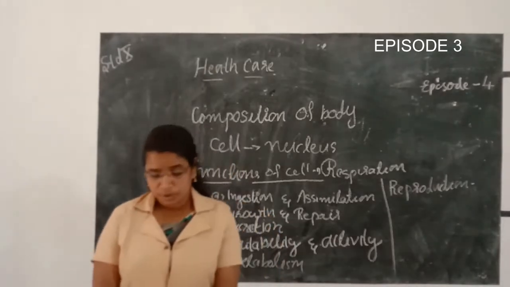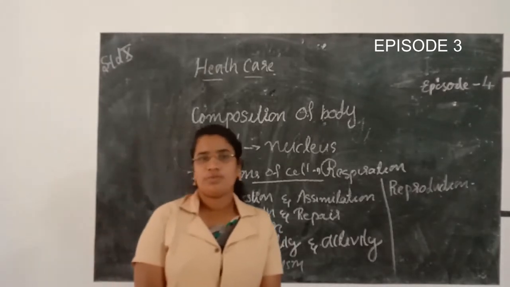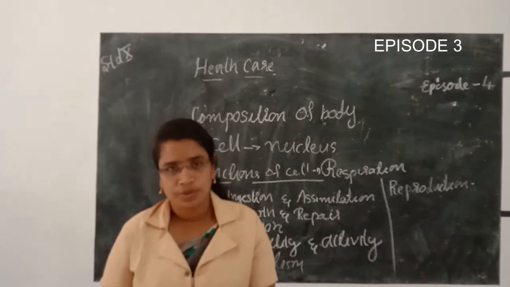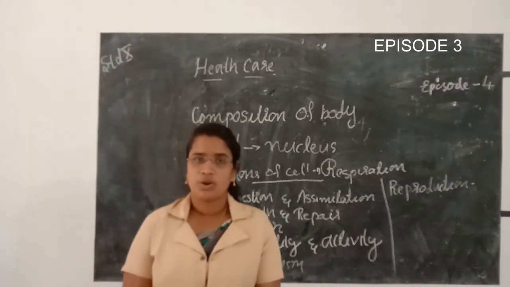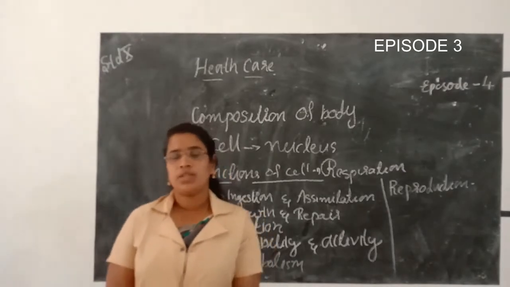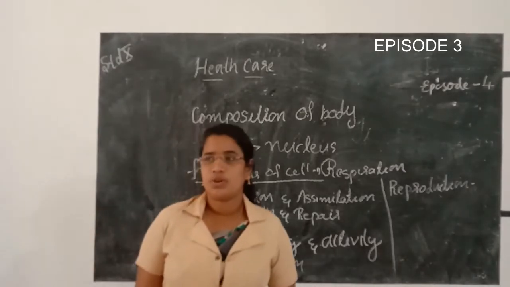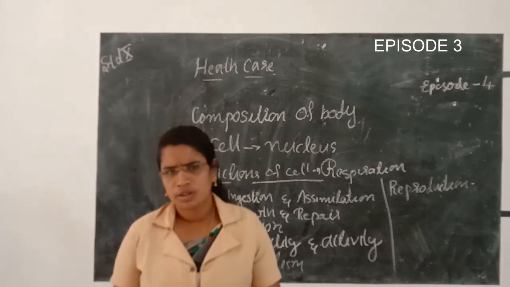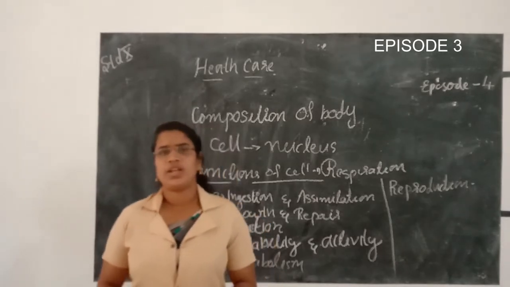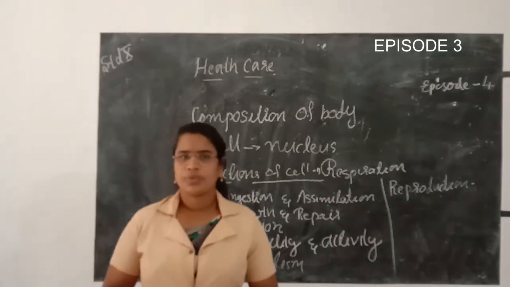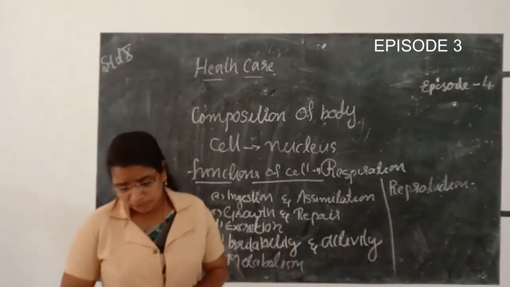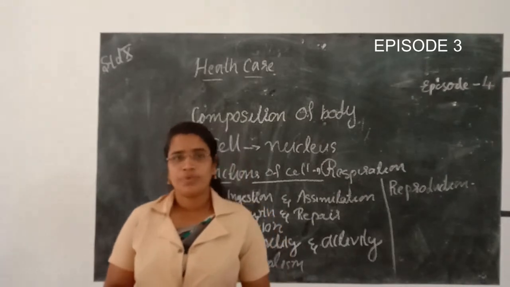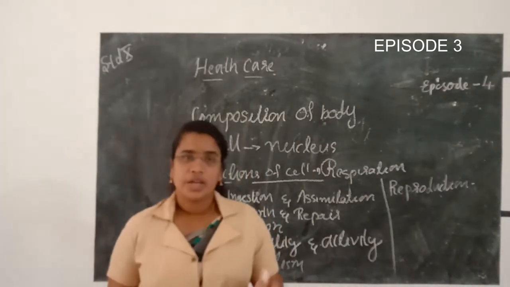Today we discussed the composition of the body. We said that the cell is the structural and functional unit of the body. The cell consists of many parts. The important control unit of the cell is the nucleus. Then we discussed the important functions of a cell. What are they? First one, respiration.